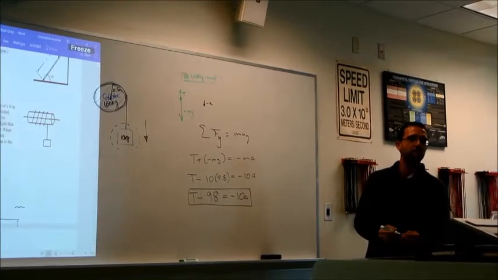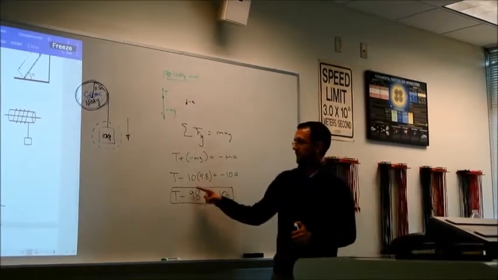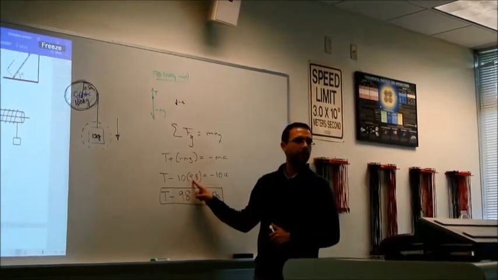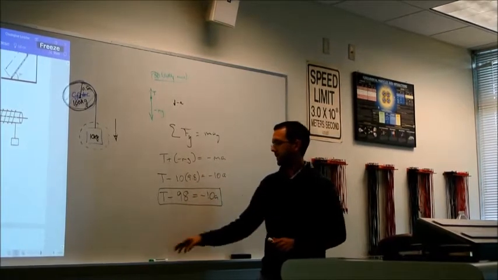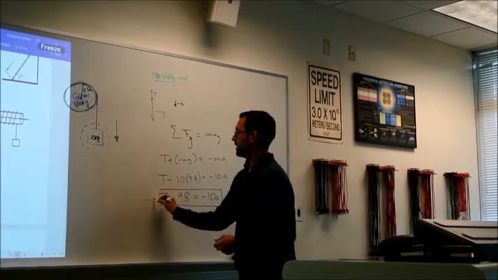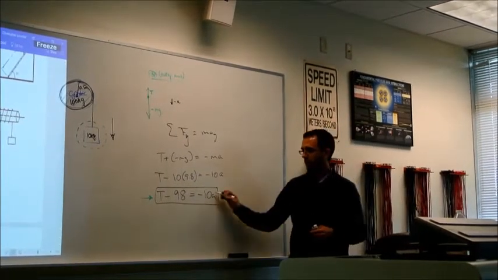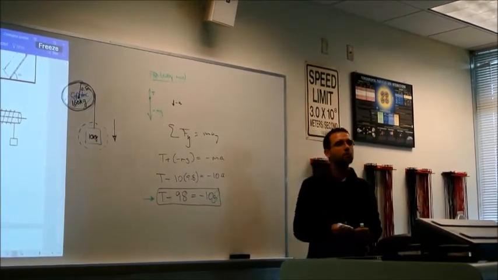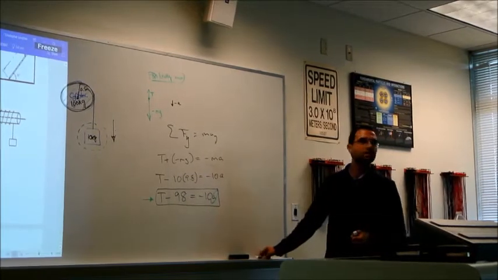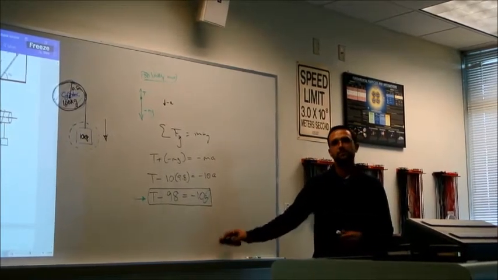Okay. How many variables do I have there? Two. The 98 came from 10 times 9.8, right? And then negative 10a. So I have two variables, so I need more information. If I'm going to solve for the acceleration, this is what I'm solving for here. I'm going to need to first get another equation. Where is that second equation going to come from?